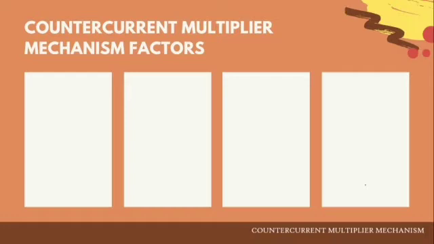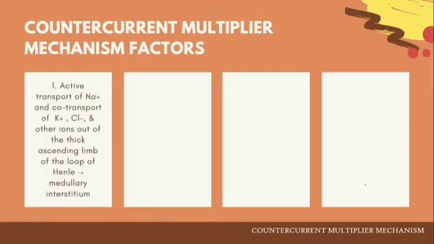This mechanism depends on the special anatomical arrangement of the loops of Henle and the vasa recta, and there are some steps that are also involved. But before discussing one by one, let us first know the factors affecting this mechanism. First factor is the active transport of sodium and co-transport of potassium, chloride, and other ions out of the thick ascending limb of the loop of Henle.